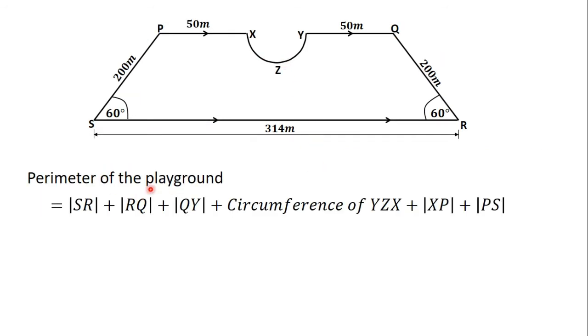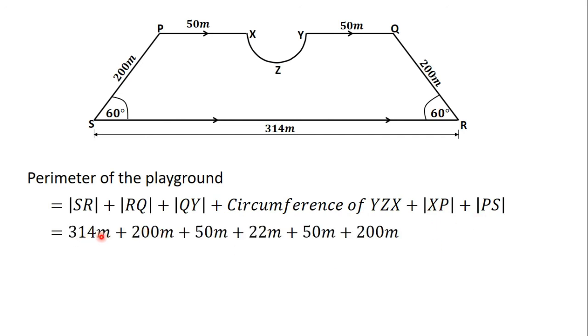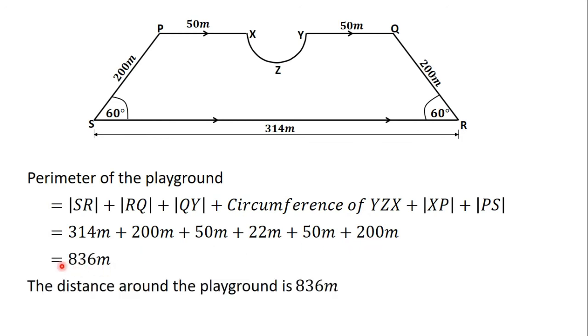We can now find the perimeter of the playground. That will give us SR plus RQ plus QY plus the circumference of the semicircle XYZX plus XP plus PS. So you have 314 meters plus 200 meters plus 50 meters plus 22 meters plus 50 meters plus 200 meters. We add everything and we have 836 meters. So the distance around the playground is 836 meters.